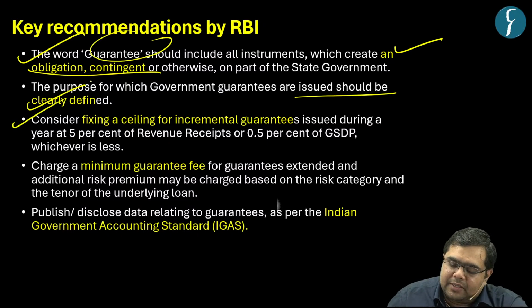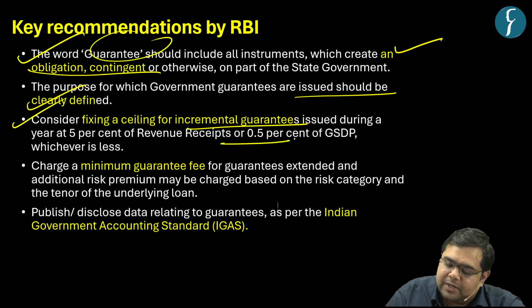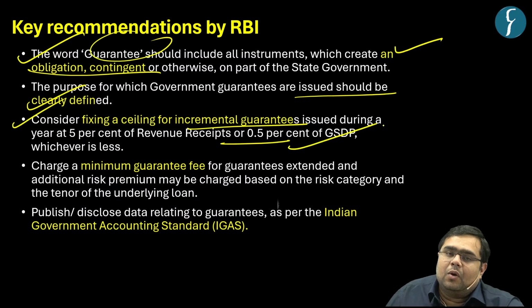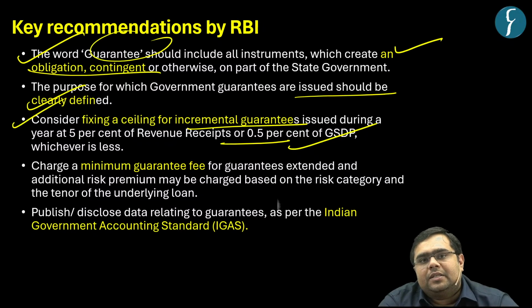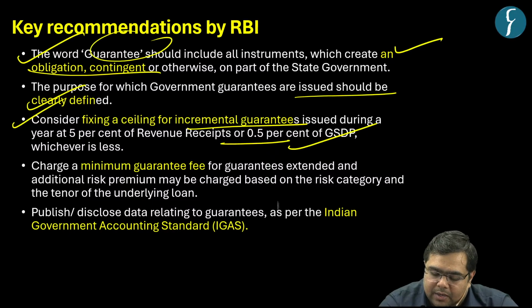Then the third recommendation is to consider fixing a ceiling for the incremental guarantees issued during the year at 5% of revenue receipts or 5% of the GSDP. You can give guarantees only to the tune of 5% of the revenue receipts received by the states. Only that much amount of guarantee for PSUs can the state undertake.